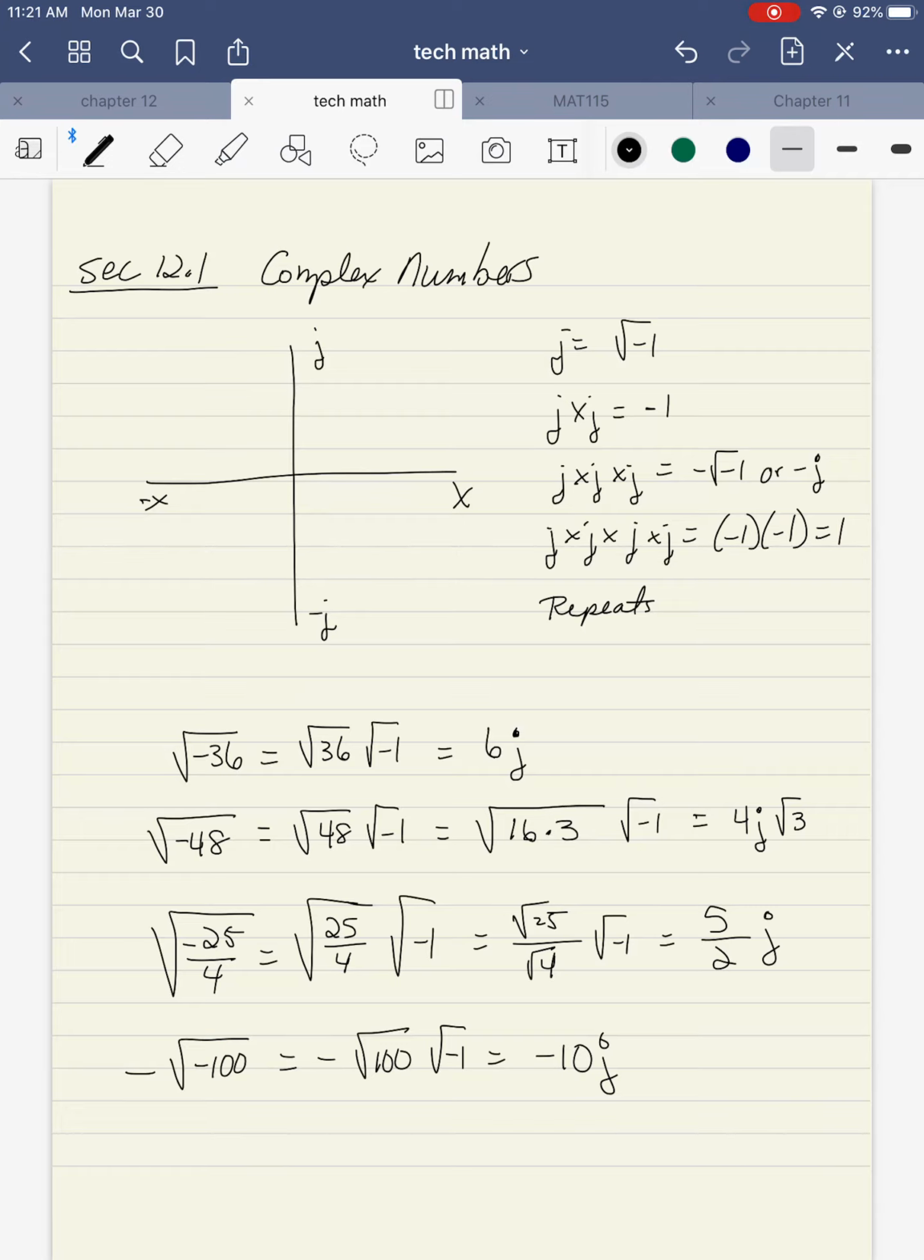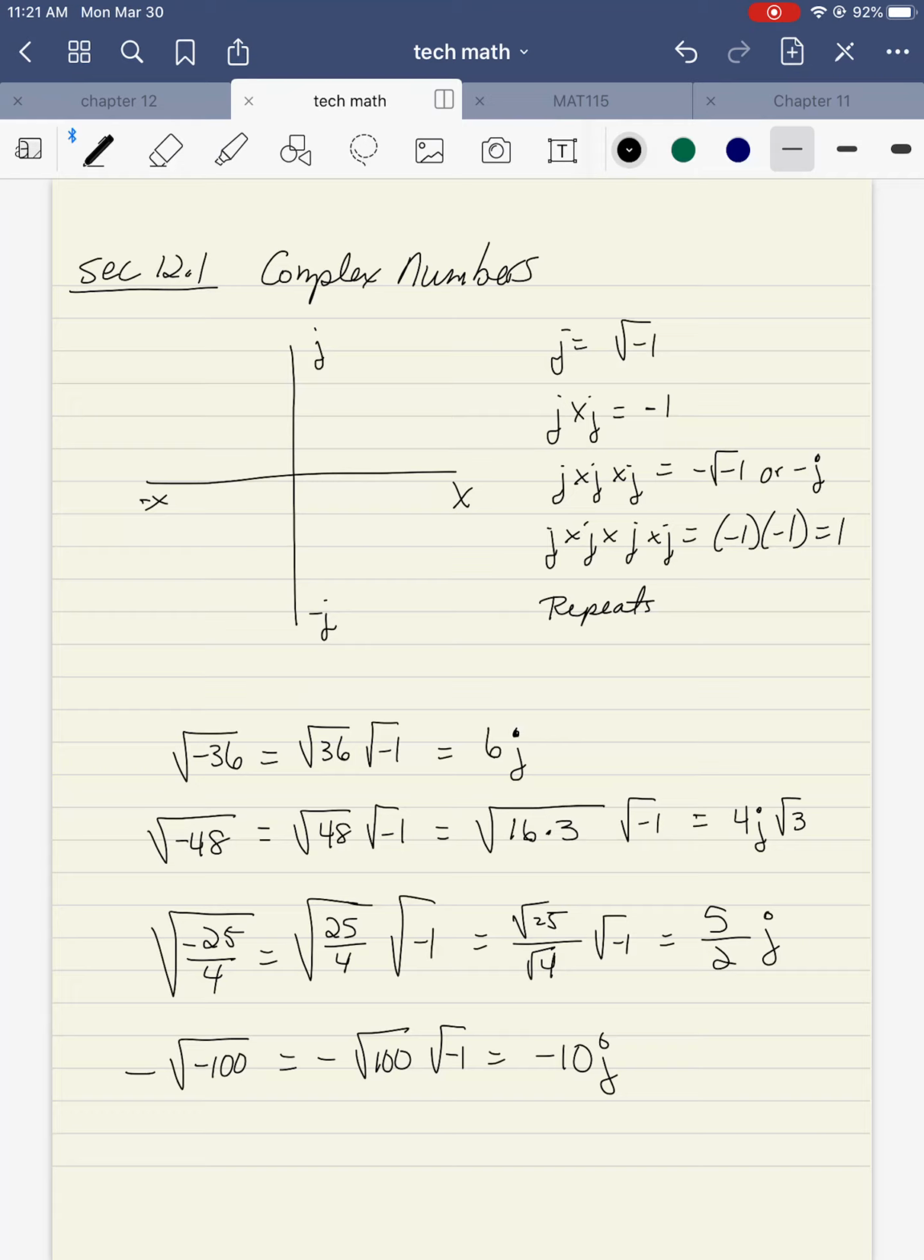So if you have the square root of negative 36, prior to this section, we would answer no real number. But now we can separate out that the square root of negative 36 is the square root of 36 times the square root of negative 1. The square root of 36 is 6, and the square root of negative 1 is j, so your answer would be 6j.